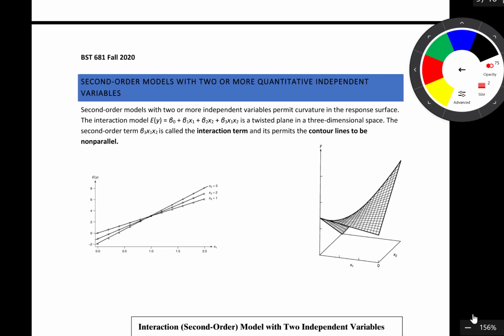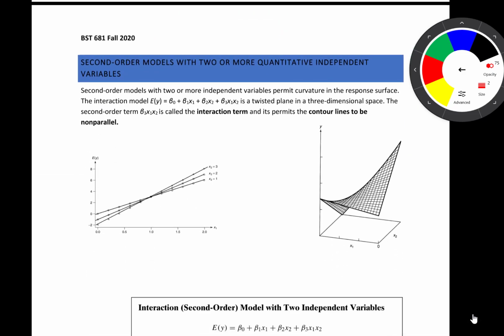All right. Now we're going to continue looking at second order models, but with two or more quantitative independent variables. So far we've just looked at second order models that have a single quantitative variable. Second order models with two or more independent variables permit curvature in the response surface. The interaction model is a twisted plane in three-dimensional space, which is what you're seeing here. The second order term, beta 3 x1 x2, is called the interaction term, and it permits contour lines to be non-parallel. We've actually seen some of this before.